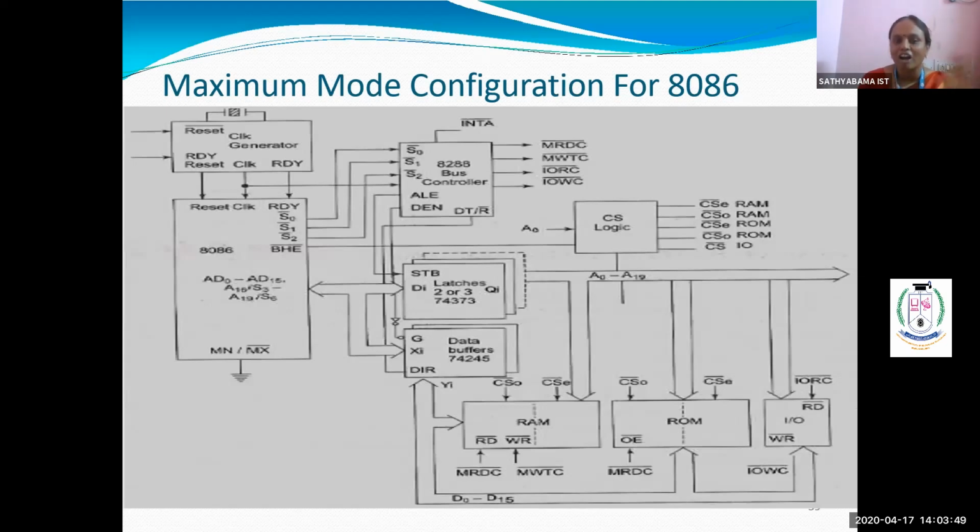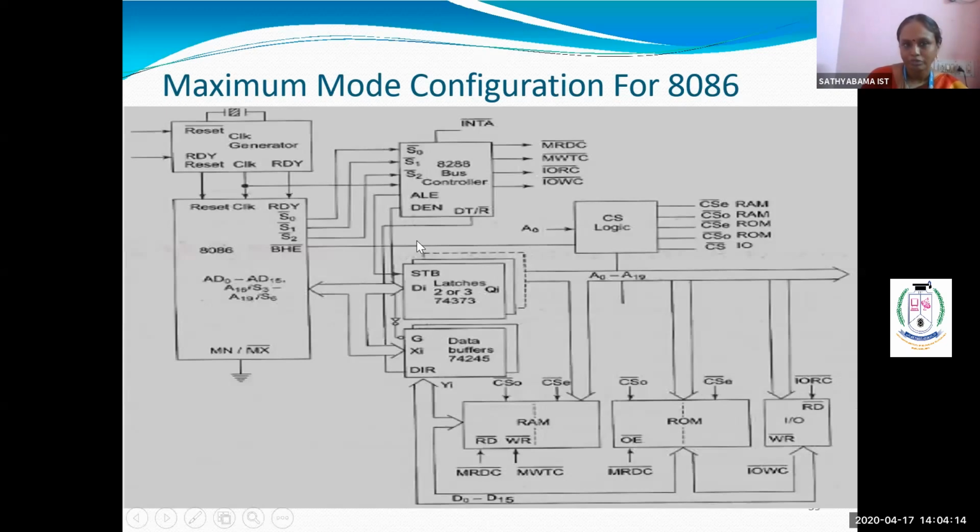So here the remaining clock generator will be the same. 74373 is also used to separate the address. It is used as a latch to separate address and data through the ALE signal. And 74245 is nothing but a data buffer to do bidirectional communication using DEN bar and data transmit and receive bar. All others will serve the same purpose. The only thing is to draw the bus controller diagram.